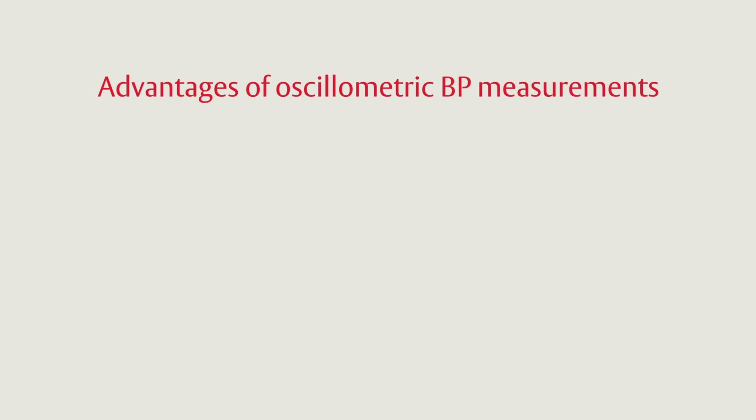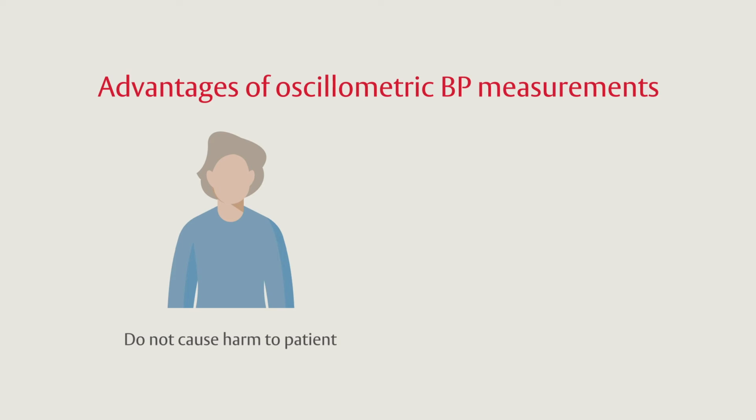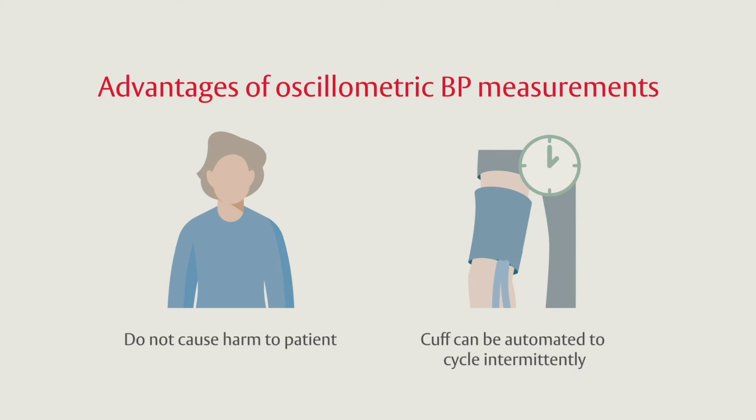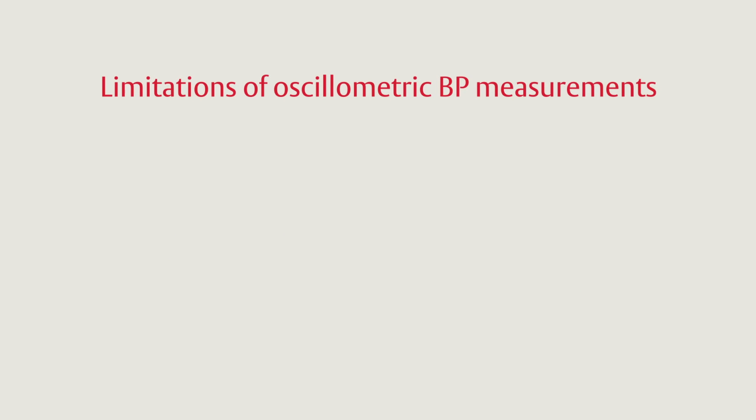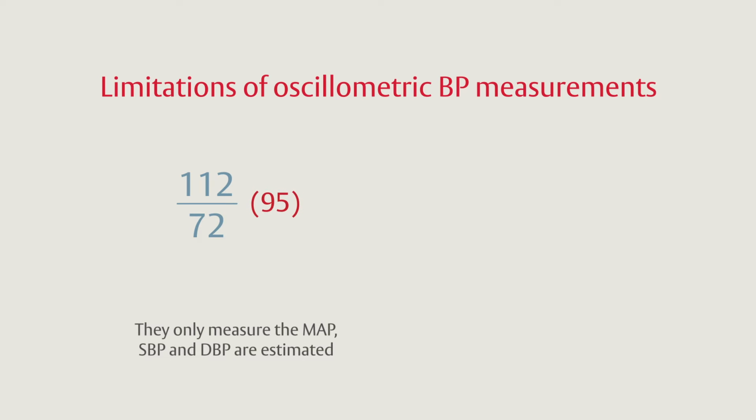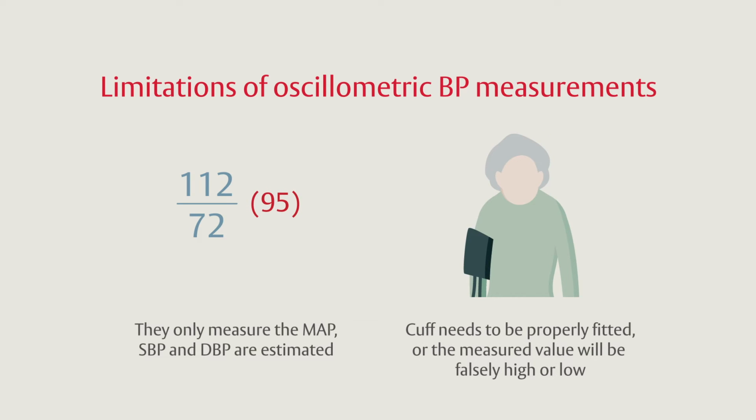The advantages of oscillometric blood pressure measurements are they do not cause harm to the patient, and the cuff can be set to automatically and repeatedly cycle. The limitations of measuring blood pressure this way are the cuff only measures the mean arterial pressure. The systolic and diastolic pressures are estimated. The cuff needs to be properly fitted, or the measured value may be falsely high or low.